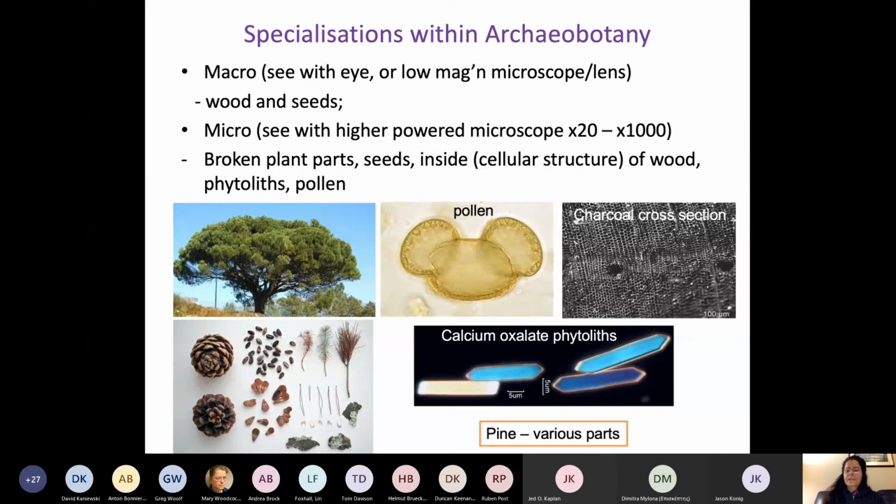And then we also have these things called phytoliths down the bottom there. Phytoliths are the last part of an organic being that is left after you've decayed and dissolved everything, either naturally or with chemicals.